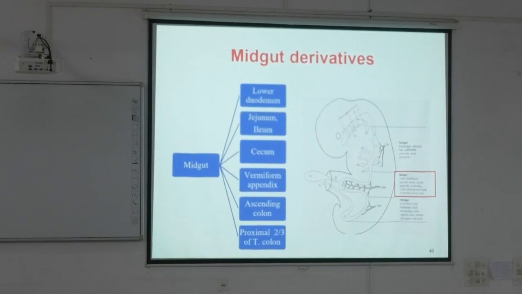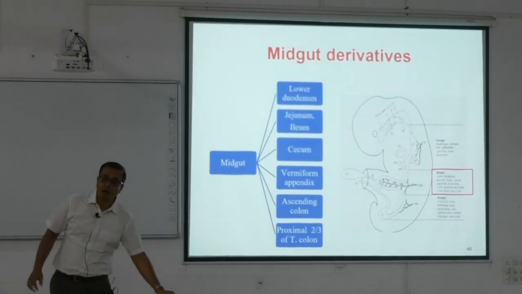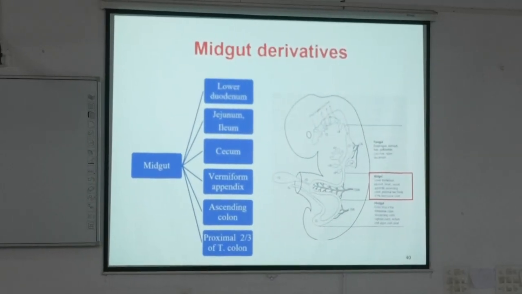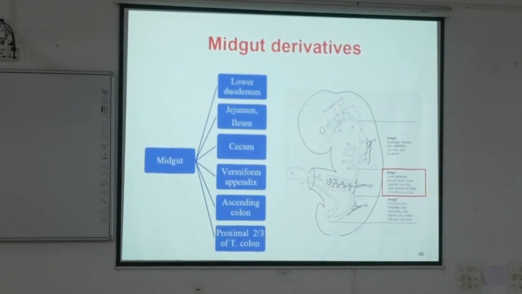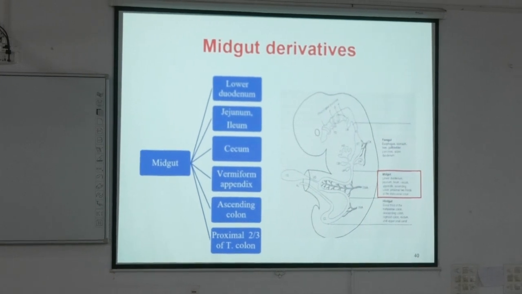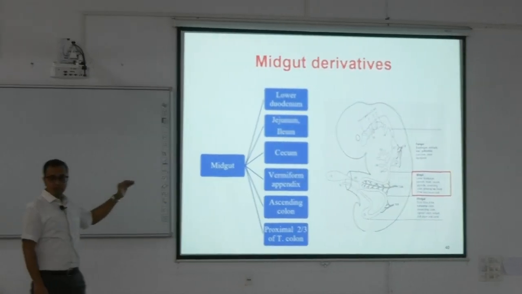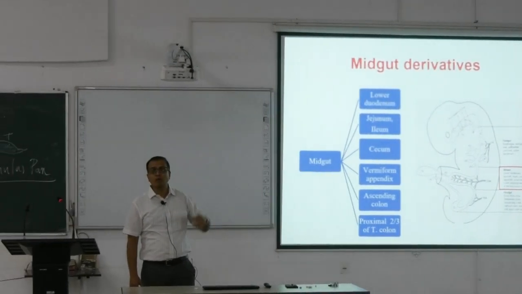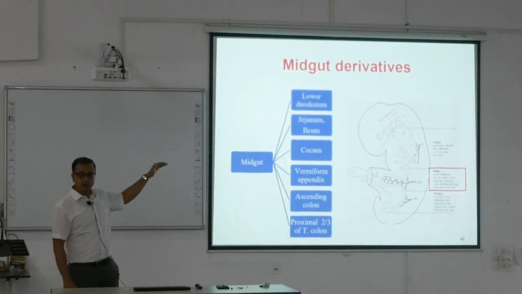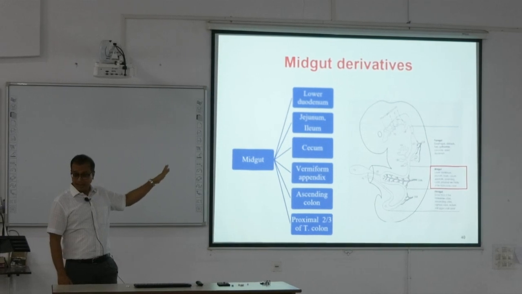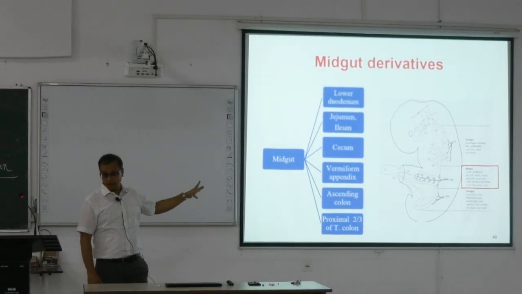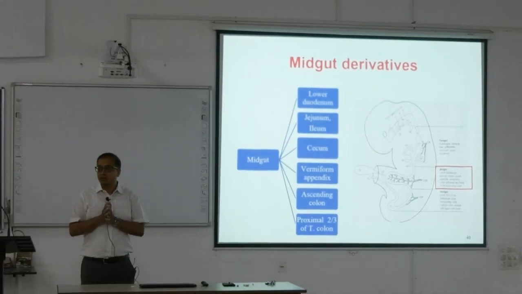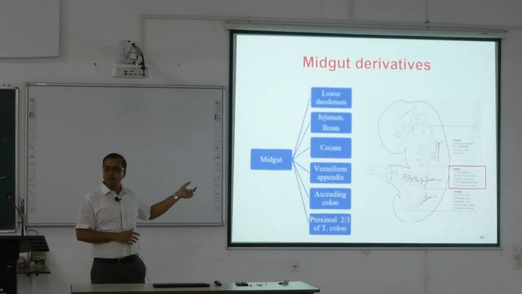Now from here we're going to talk about the midgut, and we have to just briefly go through it. Just like the foregut tube we talked about, the foregut develops into this part, and this particular midgut also develops into this particular part. It develops into the lower part of the duodenum, coils of the jejunum, ileum, cecum, appendix, ascending colon, and the 2/3 of the transverse colon.